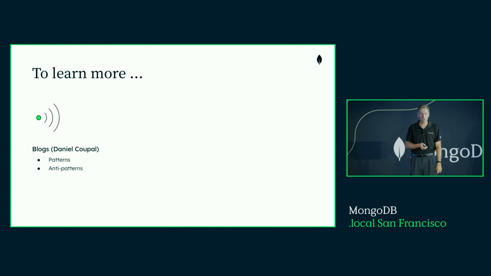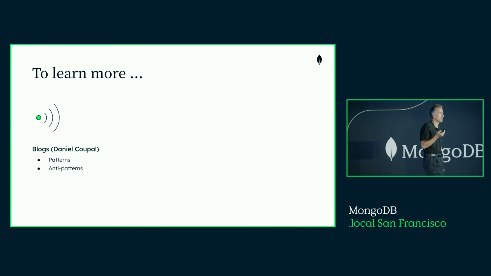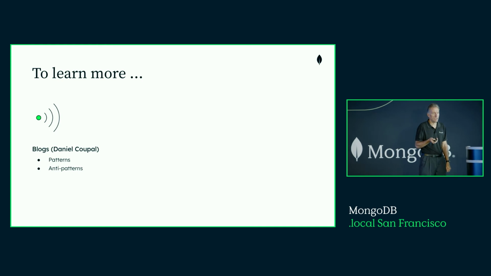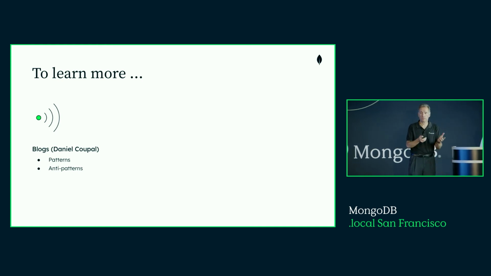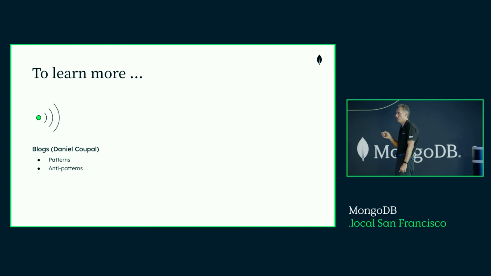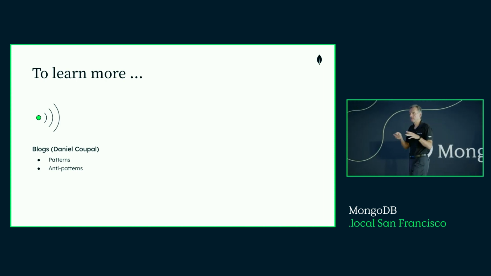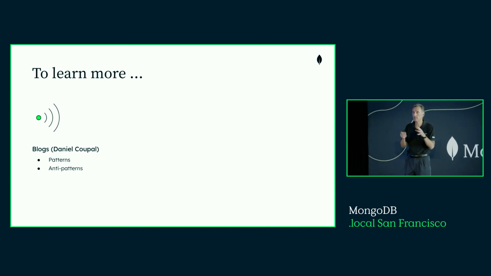So to learn more, as I said in the introduction, I've written a bunch of blogs on the patterns, the 12 patterns that we have there, one more coming up soon. And we also have a series of blogs of anti-patterns, what you should not do. And that is to match something that Atlas can do for you. Atlas will, as you're running your application, be looking for anti-patterns.